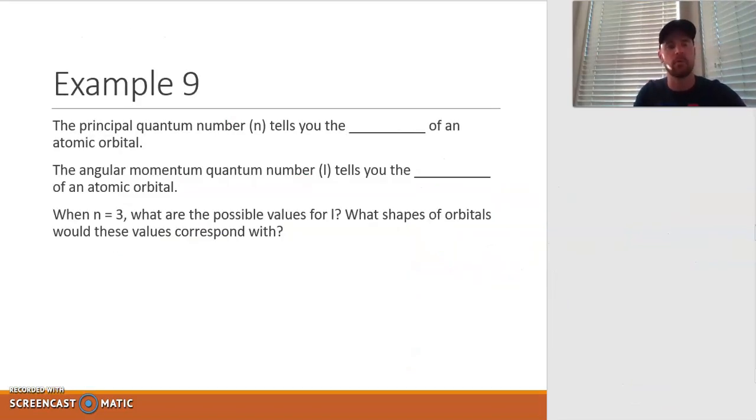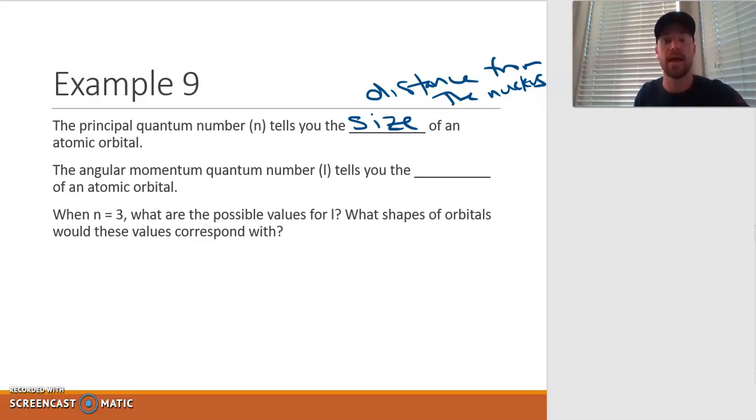So let's do an example real quick before we move on to the other two quantum numbers. The principal quantum number, n, tells you blank of an atomic orbital. Well, a couple ways you could answer this. You could answer the size of the atomic orbital or distance from the nucleus. Because technically, it's one and the same, right? So both of those would answer that question. The angular momentum quantum number, L, tells you the blank of an atomic orbital. And that would be shape.